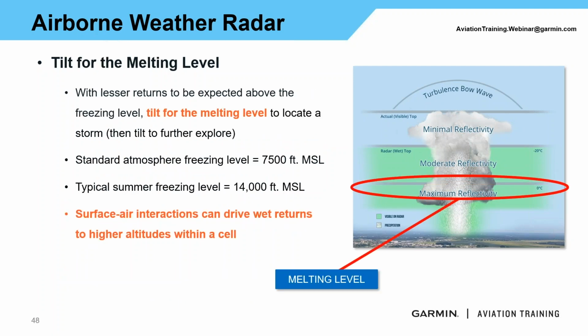Best reflectivity is going to be when you're pointing a portion of that published beam energy at the melting level. So wherever that 0 degrees is. So for standard atmospheric freezing level and standard lapse rate, 7,500 feet. And then typical summer freezing level for our latitudes is about 14,000 feet. Can change based on a number of things going on in the world with weather. And then surface area interactions can drive those wet returns to higher altitudes. So it's not saying that you're not going to get reflectivity above that. That's just where you're going to get maximum reflectivity.